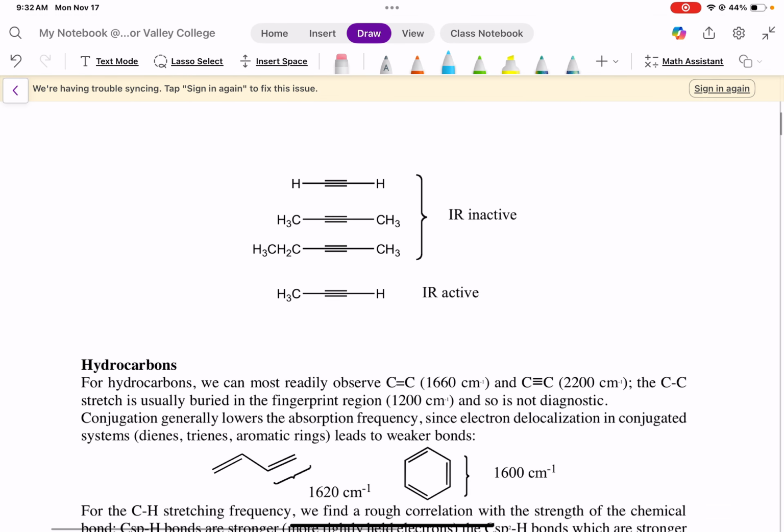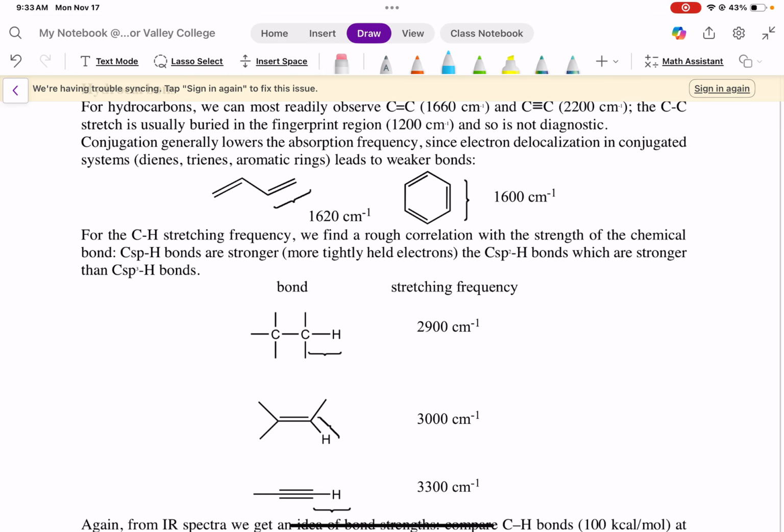Now, in order for IR to read those, it has to be not symmetrical. So these molecules right here are inactive, so you don't see them. You put them in an IR machine, you don't see any signal because they're pretty much symmetrical, very symmetrical. Okay, it's got to be really unsymmetrical to see the vibrations.